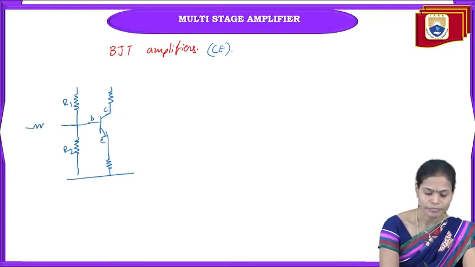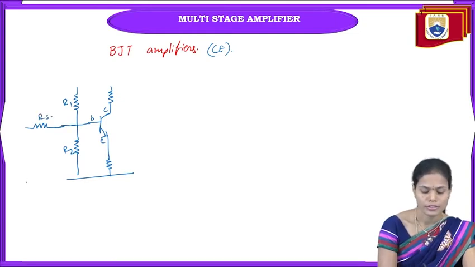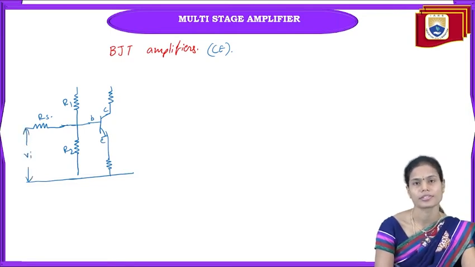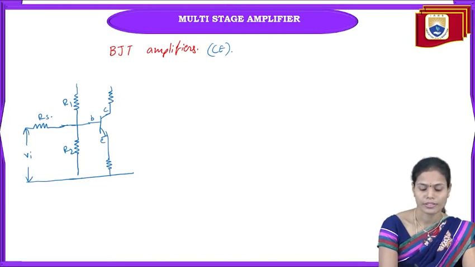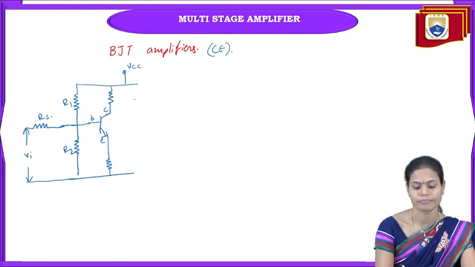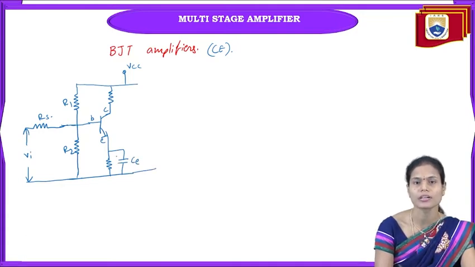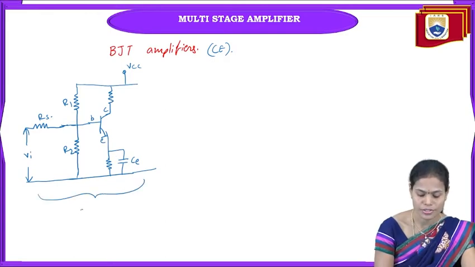And we are using one more resistor, that is the source resistor, for applying the input signal to the amplifier stage. For this amplifier, we need to provide the supply voltage, that is VCC, and the bypass capacitor CE in order to bypass any noise or disturbances which are present in the output signal. So this is the first stage of our multi-stage amplifier.